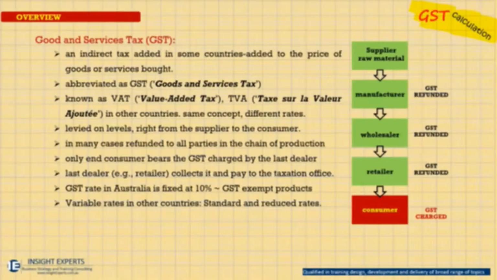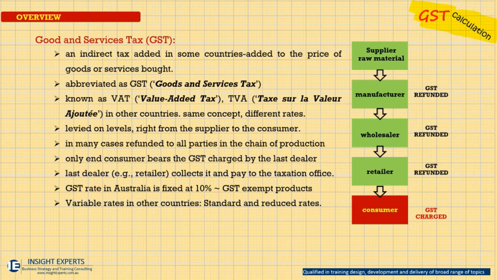First, an overview of the GST. GST is an indirect tax. It is called so because it's actually levied on goods and services rather than on income and profits. It is abbreviated as GST, which stands for Goods and Services Tax. However, it's also known under other names in other countries such as VAT or TVA, but at the end of the day, it is the same concept with different rates.